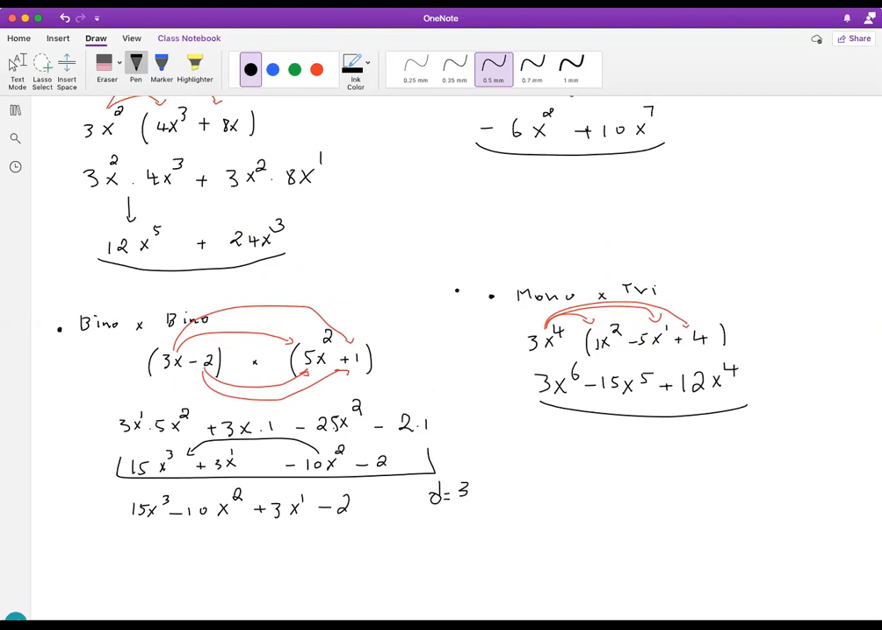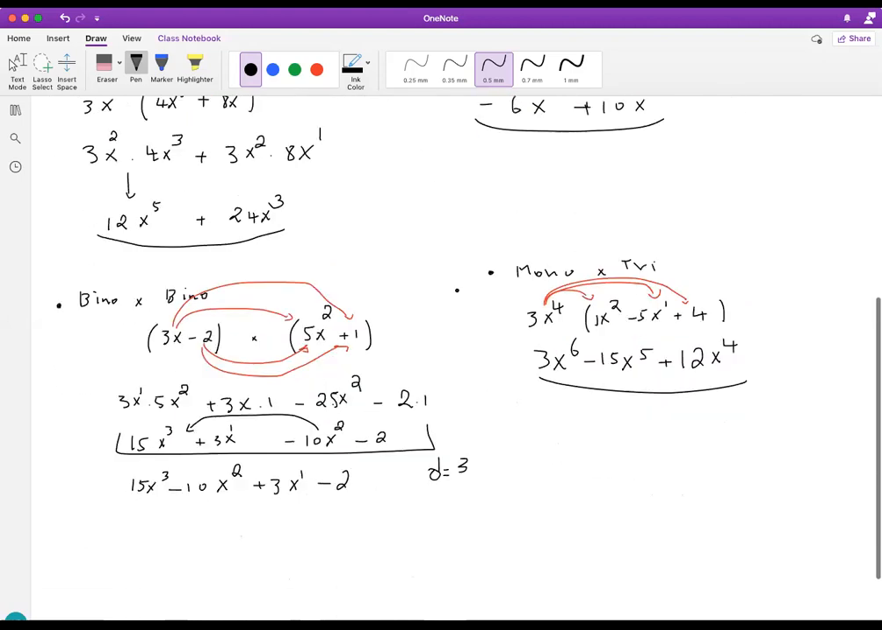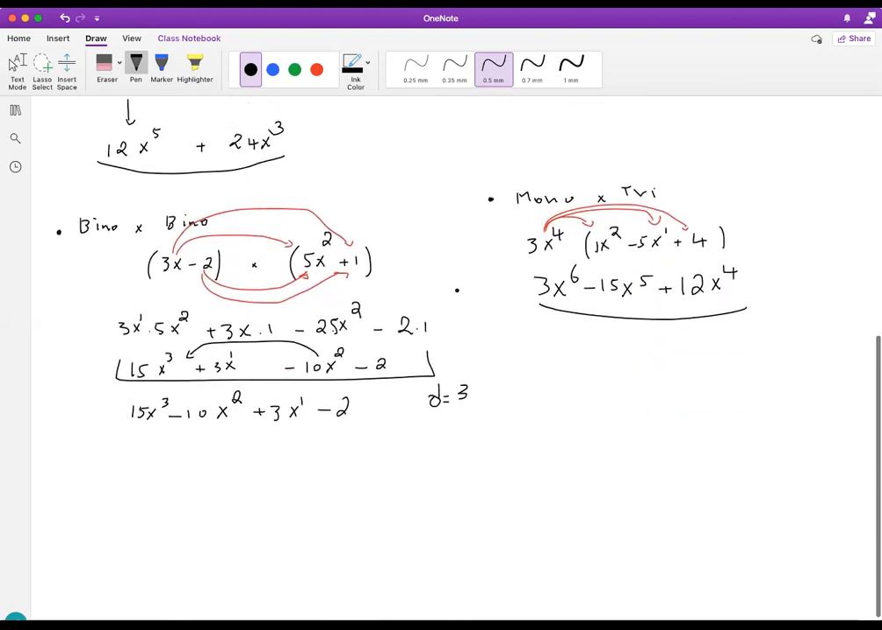Okay, monomial, we did all cases. What if you multiply a trinomial by a trinomial? How many multiplications will you have? 6? If you multiply a trinomial by another trinomial, 9. It'll be 9 terms. So it'll be the same thing. Just multiply the 3 times 3.